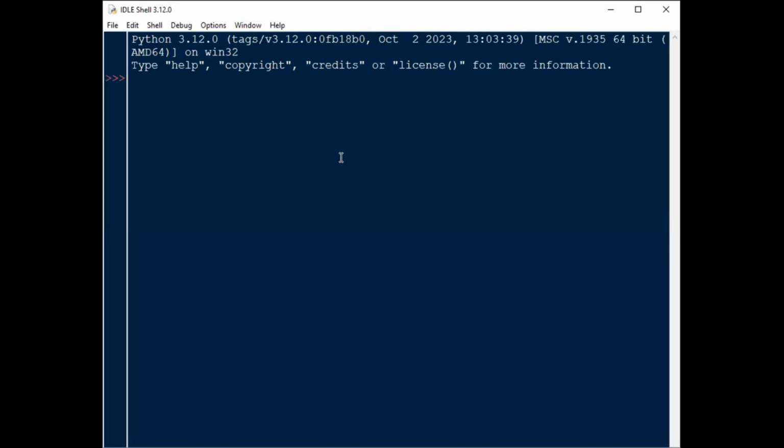Now we will look at the not operator. Here we just need one value: A is equal to true and B is equal to false. Now if we say not of A, it gives false because A is true. And if we say not of B, it will give us true because B was false.